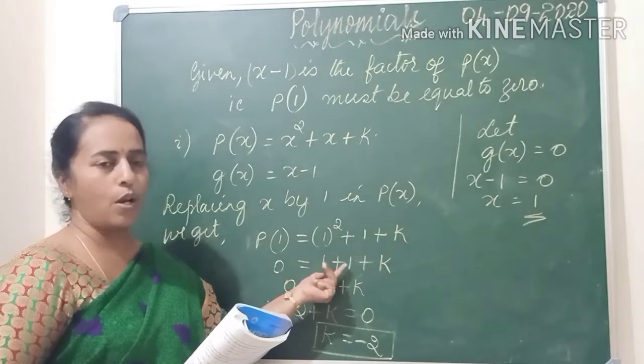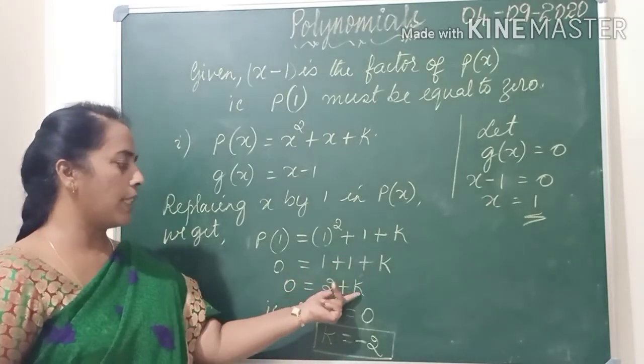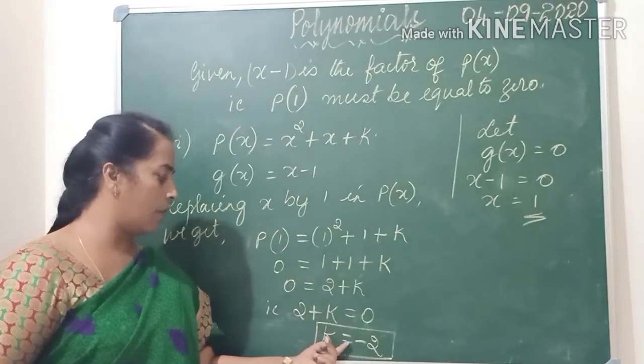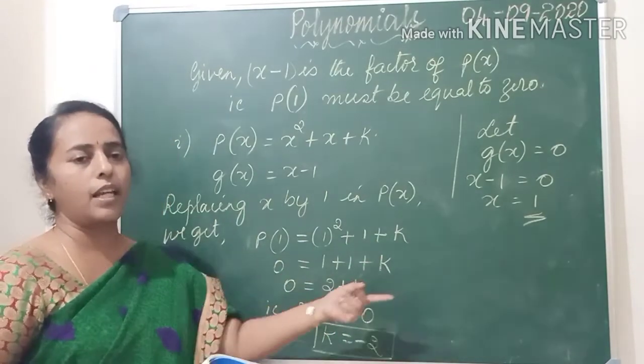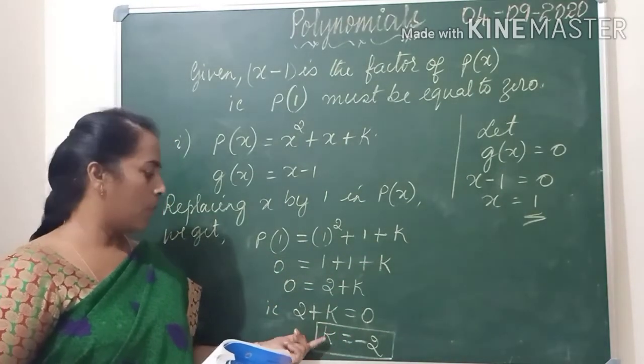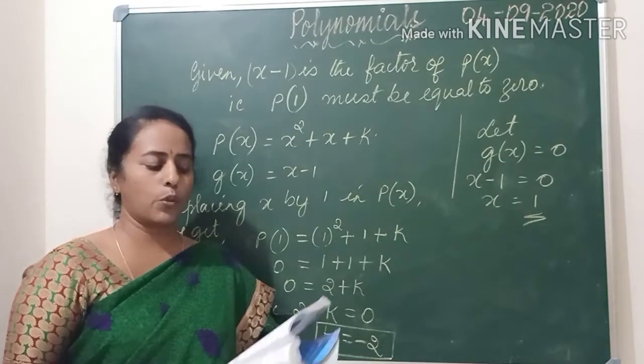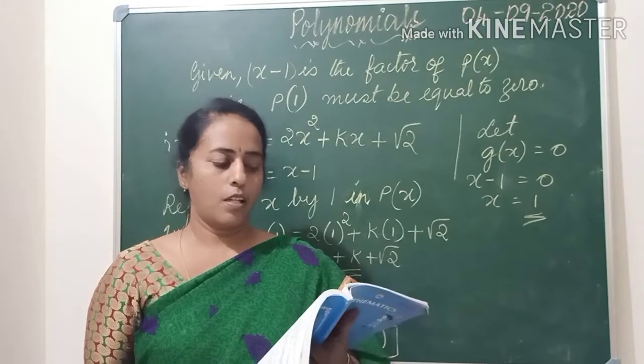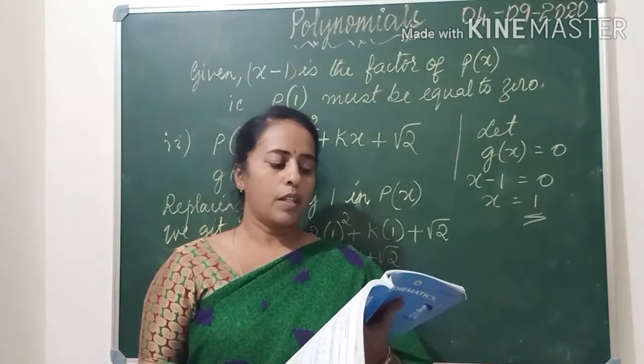So you can add these two. 1 plus 1 is 2. 2 plus k equal to 0. That is 2 plus k equals 0. So k equals, take this plus 2 to the right side, it will be minus 2. So k value is minus 2. So let's move to the second one.